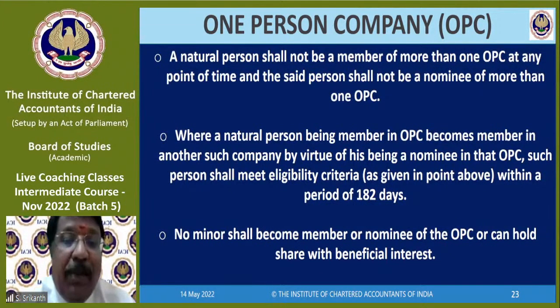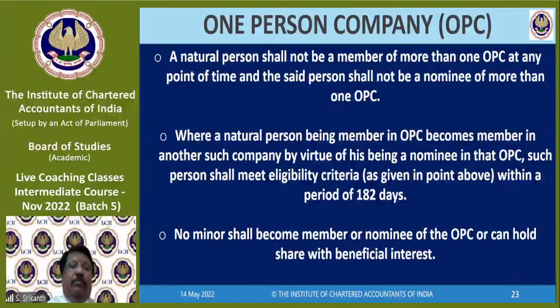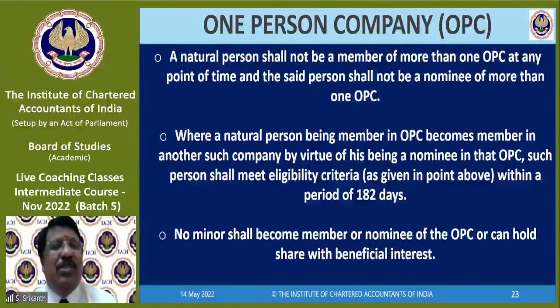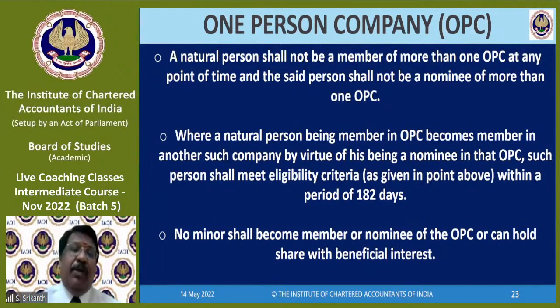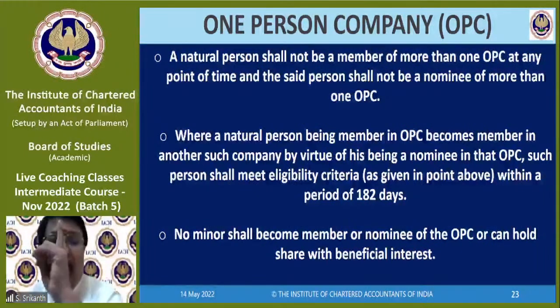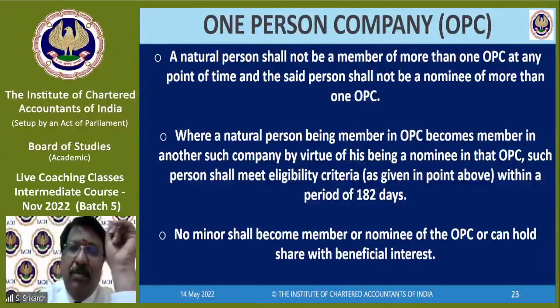No minor shall become a member or nominee of the OPC or hold shares with beneficial interest. Minor cannot become a member or nominee. Right? See, all these could come as questions in the exam. They could test your knowledge of natural person. What happens if one man dies and the same person becomes a member in two companies? Within 182 days, they have to meet the eligibility criteria. They can be a member only in one OPC. Right?